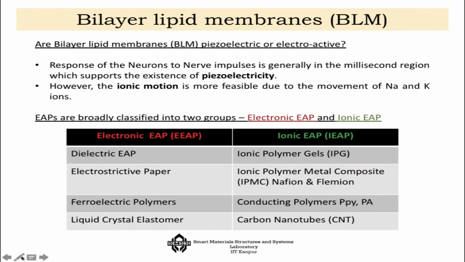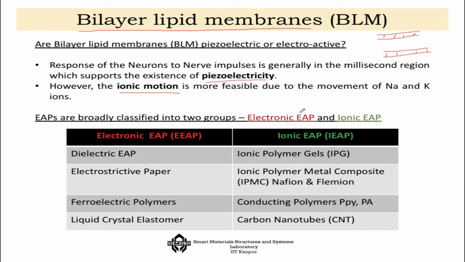In order to look into a more refined model, we have to first know that the bilayer lipid membrane is basically there in the neuronal walls. So if you consider the neuronal wall, each wall of this neuronal wall actually consists of bilayer lipid membranes. Now these bilayer lipid membranes are known to be piezoelectric in nature. Now whether the piezoelectricity is happening due to electroactive polymer or due to ionic motion, that is something we still need to focus on.